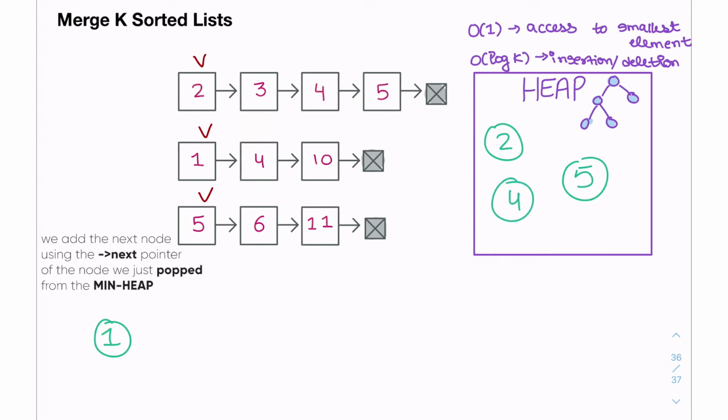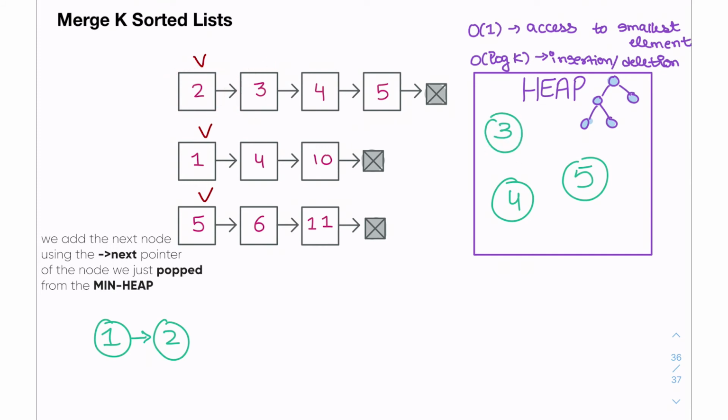Now, we simply ask the heap, alright, give me the smallest value that you have right now. So it magically just returns us the smallest value that it contains, which is 2, and we add that value to the new list. Now once we've added that, we remove this value from the heap and insert the next element that comes after that current node that we just removed. So we just removed 2, so we'll add the next element, that is 3.